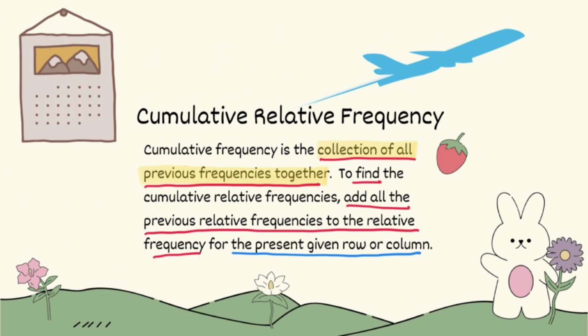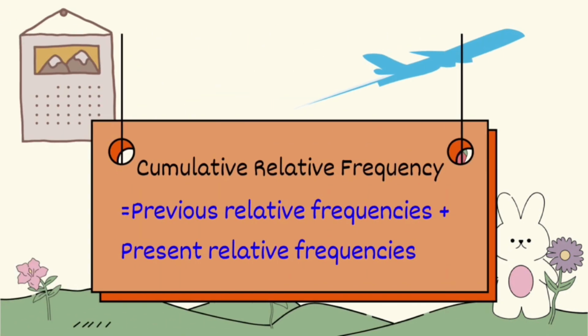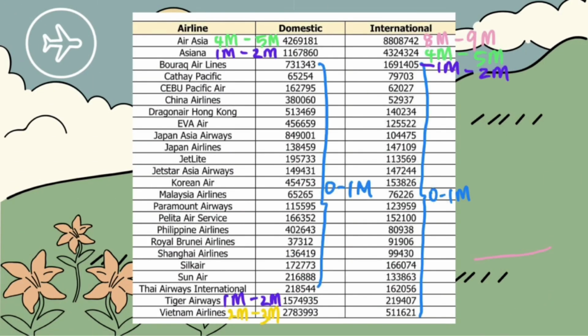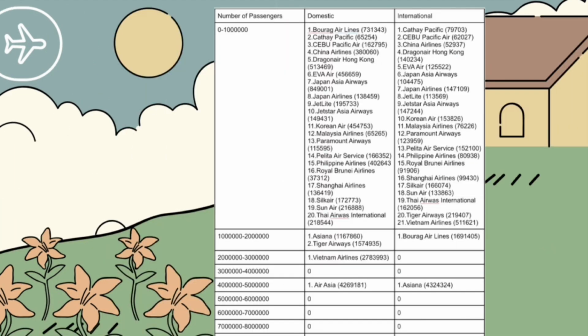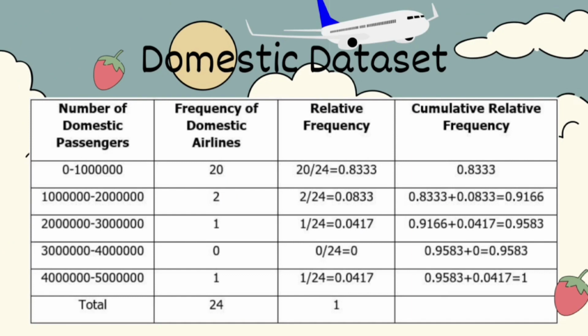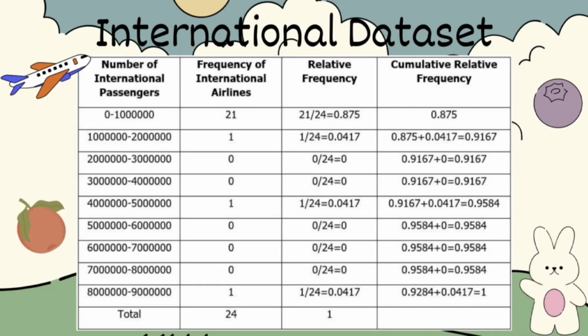To find the cumulative relative frequencies, add all the previous relative frequencies to the relative frequency for the present given row or column. Arrange the data given by range of number of passengers and total the numbers in order to get the frequency. Calculate relative frequency by the formula frequency divided by total frequency, and calculate the cumulative relative frequency by adding the previous and present relative frequency for each dataset, domestic and international.